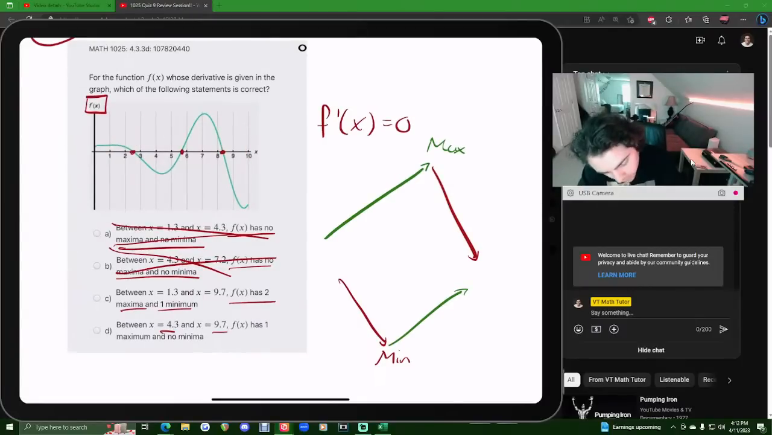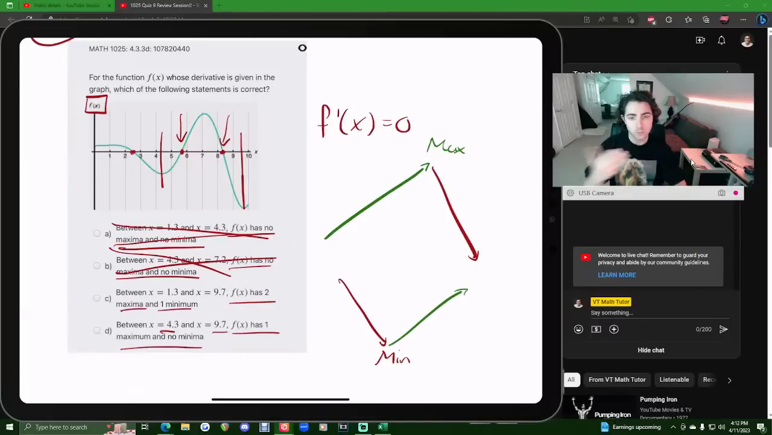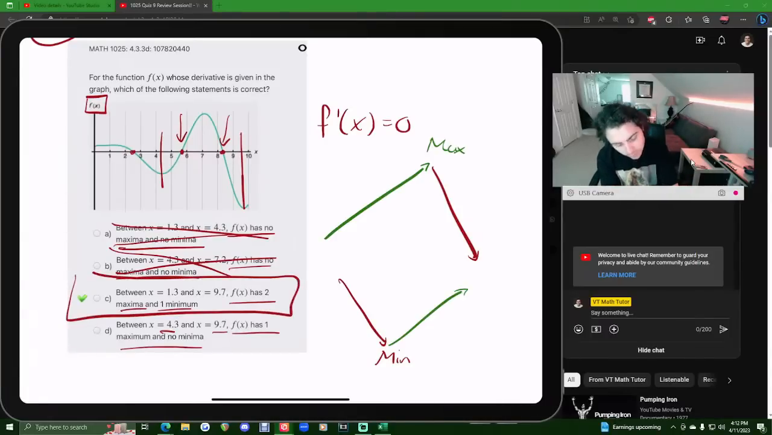4.3 to 9.7, we have 2 x-intercepts, but they only have a total of 1 and 0. So 1 plus 0 is 1. It does not in any way equal 2. So C is the only one that makes sense. The total number of x-intercepts between 1.3 and 9.7 equals the 2 maxes and 1 minimum. And again, earlier when I labeled max, min, max, that's also why it's 2 maxes and 1 minimum.